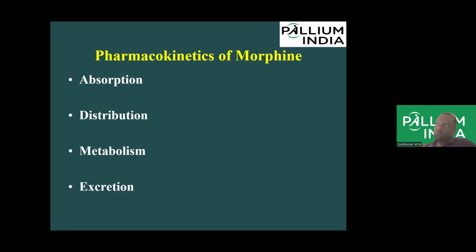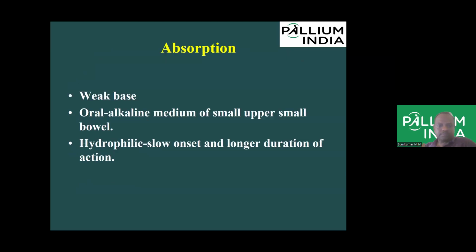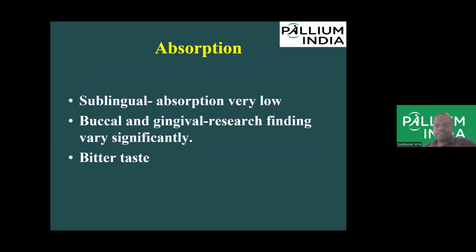And once morphine is swallowed, it is absorbed from the upper small bowel. And another thing is that even though there are various routes of administration, sublingual, buccal, and gingival routes are usually not recommended for administration of morphine, because we don't know how long it is going to take to absorb from these routes, and the absorption is, as such, very low. So it is not recommended to give morphine sublingually, buccally, or gingivally.